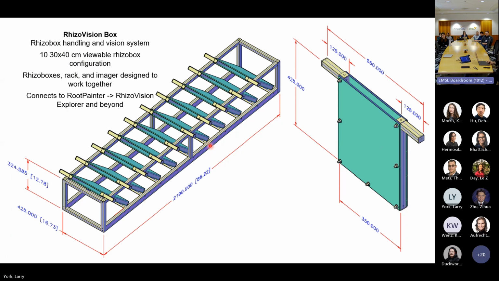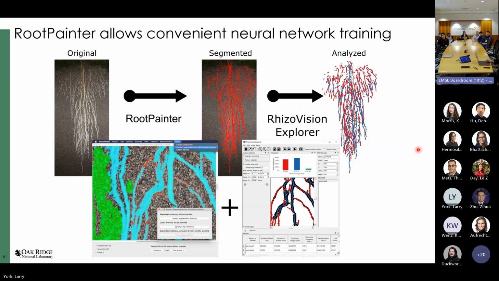This is the rack. I was telling Amir about this earlier. This is the rack system, and the rhizoboxes that I've made have handles, so users can easily take them in and out. It's not fully automated, but it's a smart way for people to do the work efficiently.